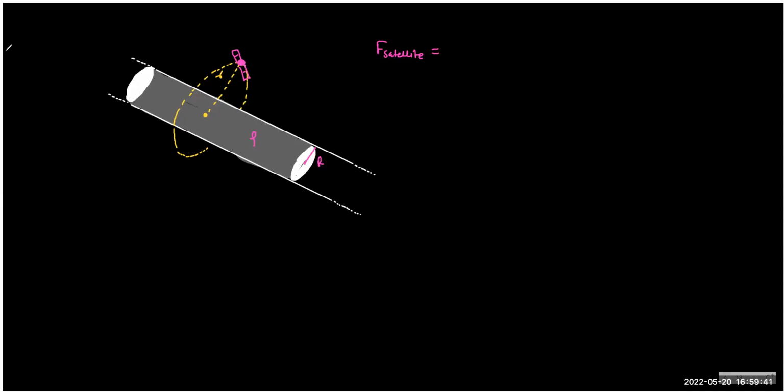Sir, I'm getting the answer. Yes, tell me. I'm getting m into 2 rho pi r square G by r, sir. 2 rho pi r square, sorry, capital G by small r, like this. Yeah, that seems to be correct. Right? It's 1 by r only.